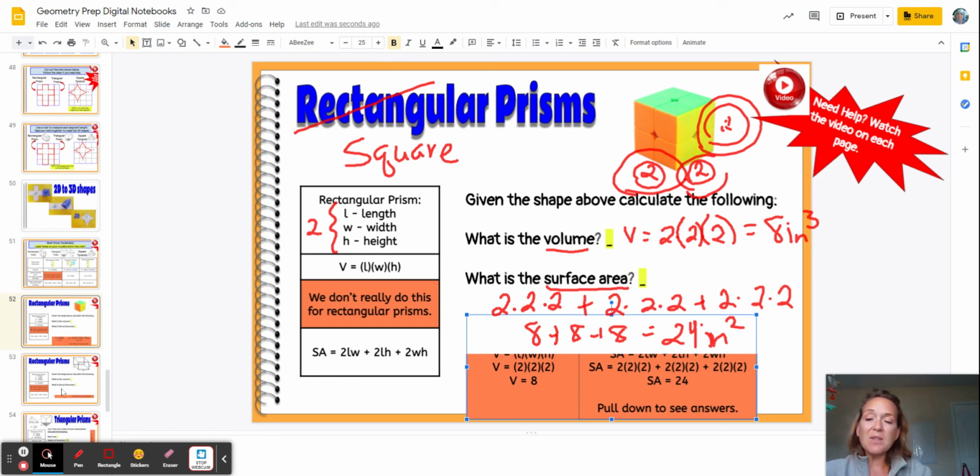What I want you to do is go to the next one and see if you can do the surface area and the volume all by yourself, and then watch the video to see if you were right. I'll see you then.